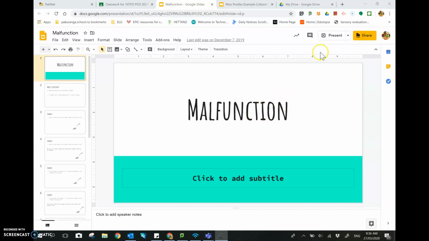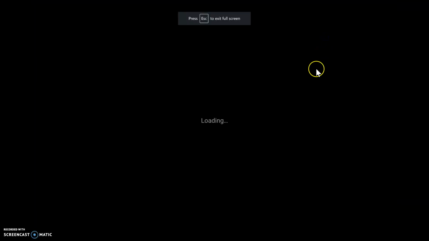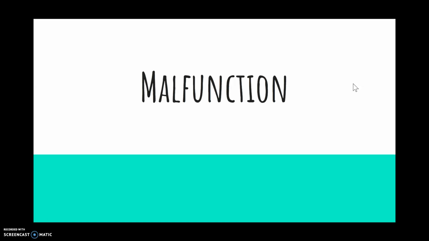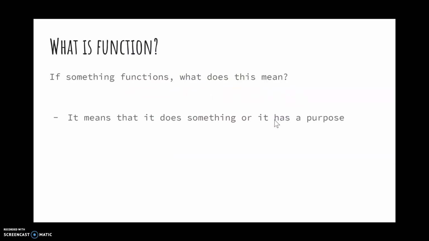Okay, so thinking about malfunction today. When we're talking about malfunction, we're talking about how something doesn't necessarily function how it's meant to. If you look at the function part of it, function means that something is doing a job or doing what it needs to do. Malfunction, the mal in front of it, means that it's not doing what it's meant to be doing.